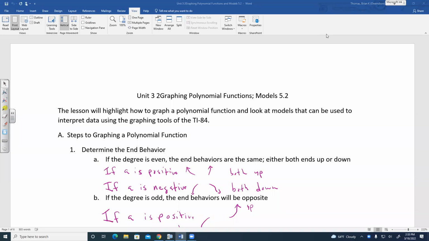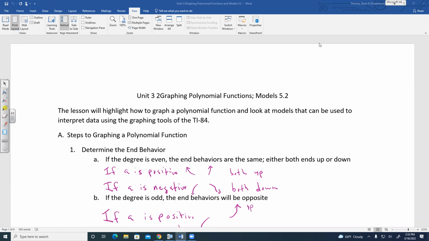Let's begin Unit 3, Lesson 2. Again, we're going to be graphing polynomial functions in this lesson, and we're going to look at a few models as well, maybe a few applications towards the end of it. So this lesson, we're going to highlight how to graph polynomial functions, and we're going to look at the models that can be used. And again, we're going to be interpreting data using the graphing tools of our graphing calculator.